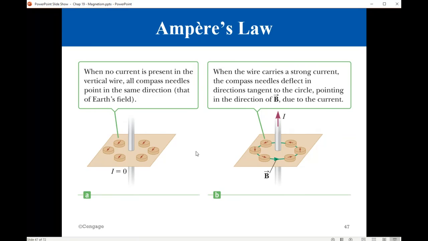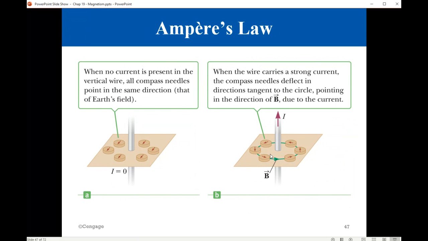Ampere's law allows us to calculate the magnetic field. So here, if you have a wire like this, and you want to map the magnetic field, if there is no current, then a compass needle will point in the same direction. But once you have some current going into the wire, so now you have a field line. You apply the right-hand rule.